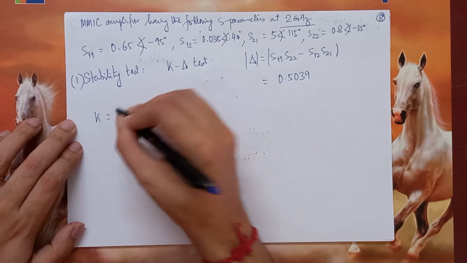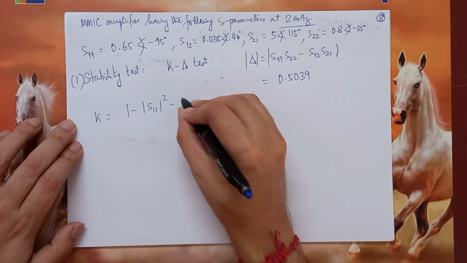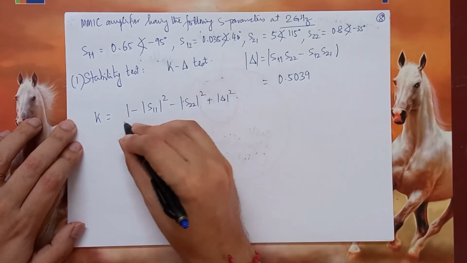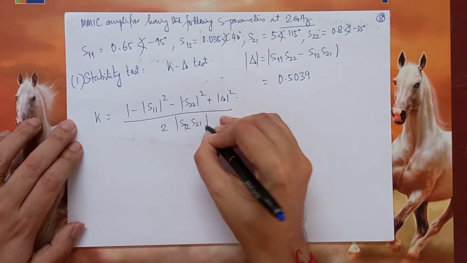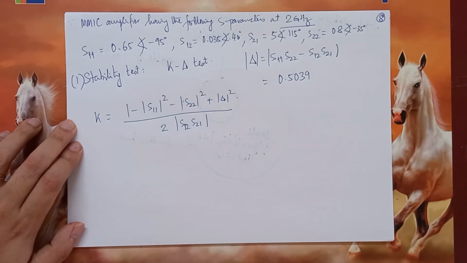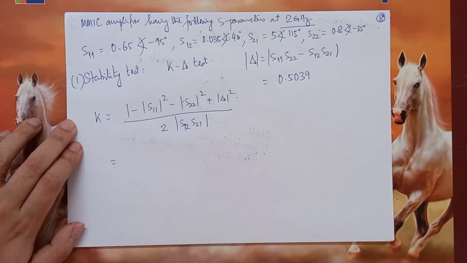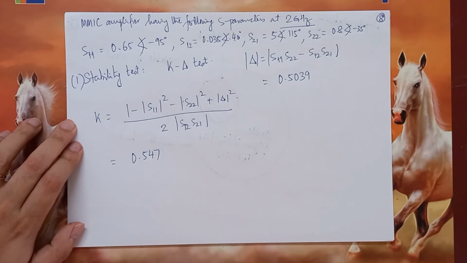Let's now calculate K. K is 1 minus mod of S11 square minus mod of S22 square plus mod of delta square, divided by 2 times mod of S12 S21. And I've already calculated this, and it comes out to be roughly about 0.547.